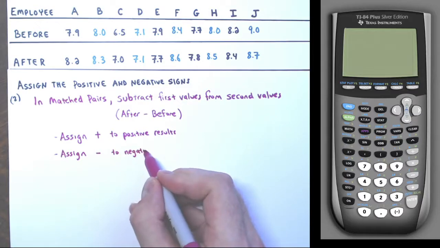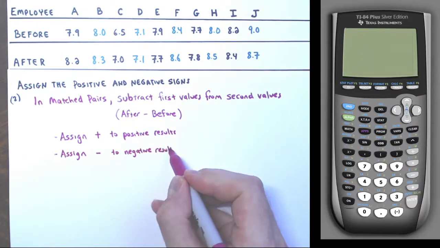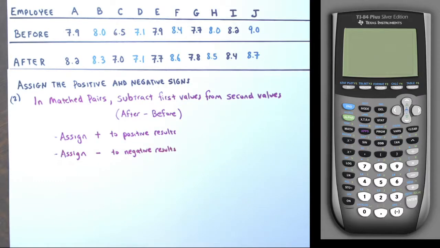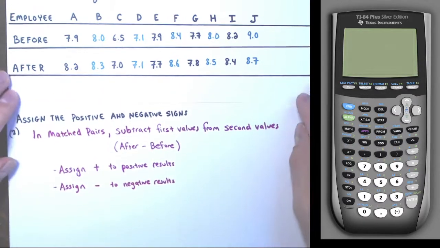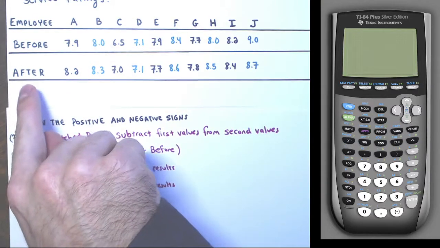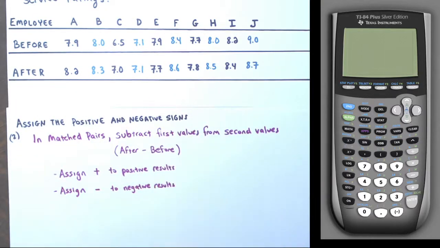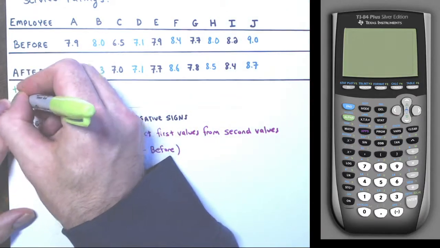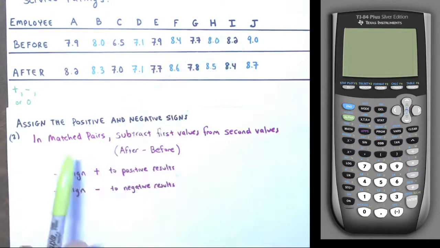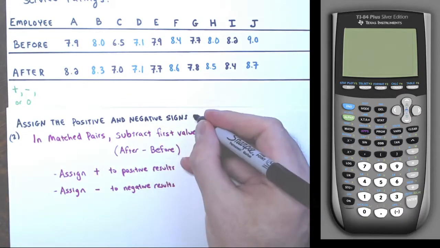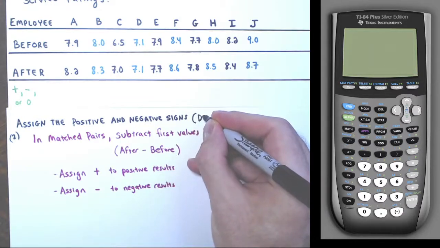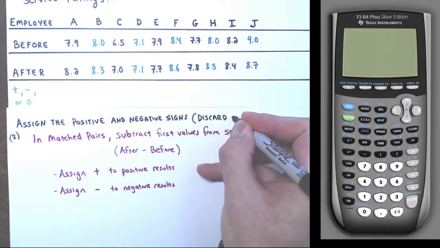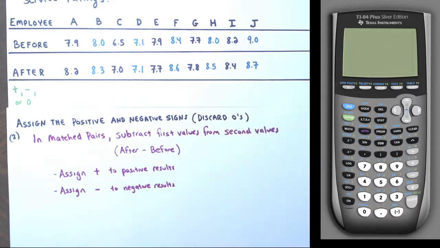Now, I don't really have to use a calculator or actually do these differences. Let me go back up to my table, and I've got a little space below here. In the row below the after scores, I'm going to put my plus, minus, or zeros. Again, assign the positive and negative signs, and I mentioned this earlier in step 2 of the Sine test. We're going to discard any zeros, because those would imply no change. Just get rid of those.